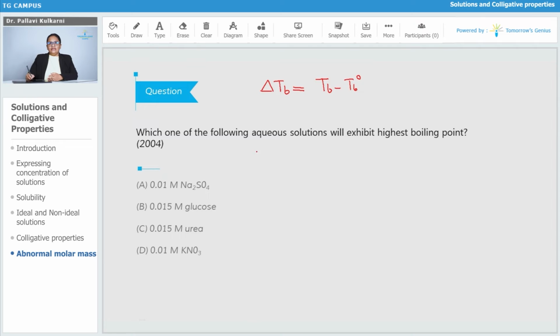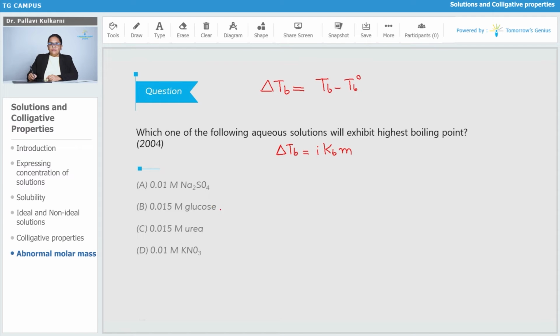Now delta TB is also related to the Van't Hoff factor. We know the formula: delta TB is equal to i into Kb into m. That is why delta TB is also directly proportional to the Van't Hoff factor i. Now how can we find out the Van't Hoff factor? By simply writing down the dissociation reaction.